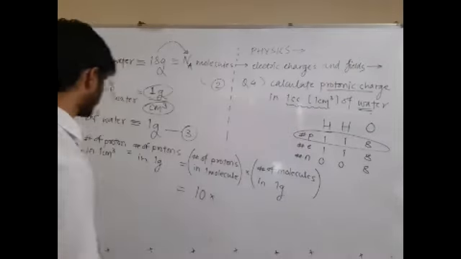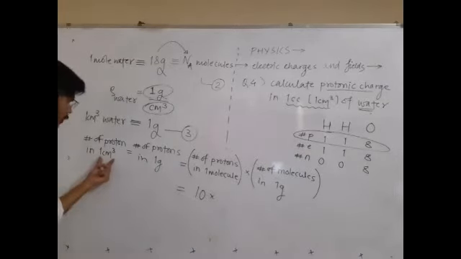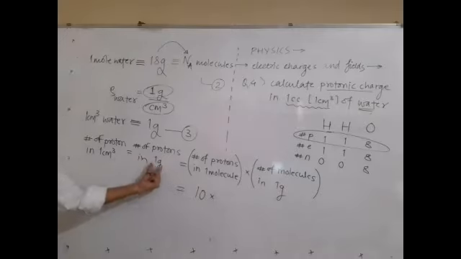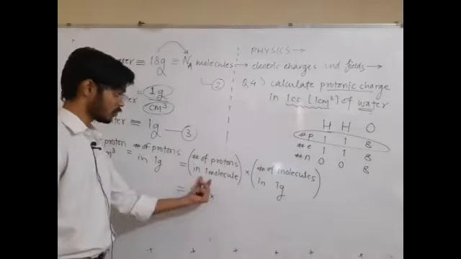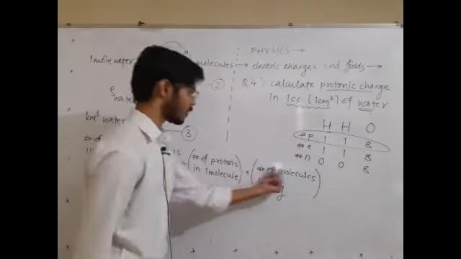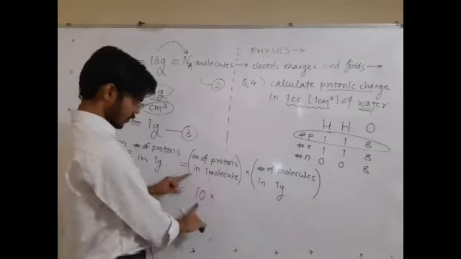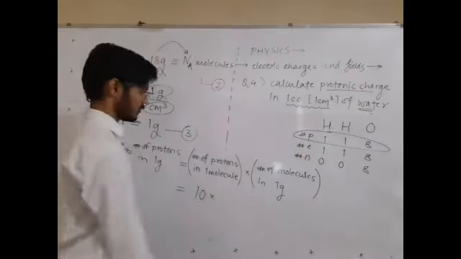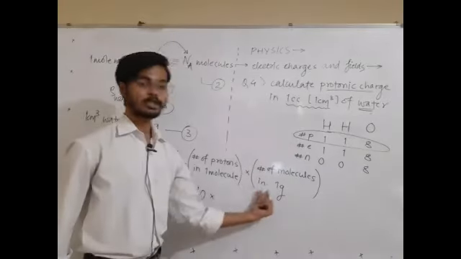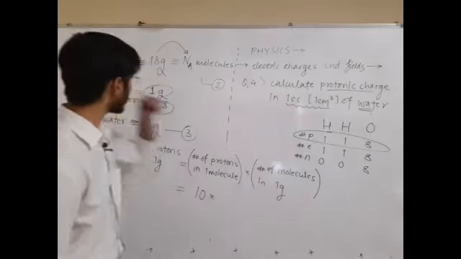Let us try to understand the fundamental logic. Number of protons in 1 cm cube. But sir, 1 cm cube of water is 1 gram of water. Fine. Number of protons in 1 gram means number of protons in one molecule multiplied by number of molecules in 1 gram. How many protons are there in one molecule? Sir, 1 plus 1 plus 8, 10. Now, number of H2O molecules in 1 gram.